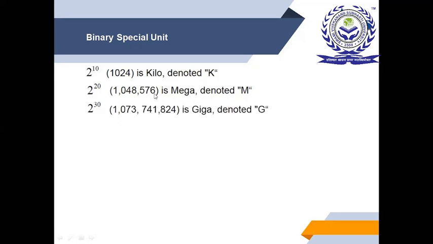Now binary special units. When we say 1K, it equals 2 raised to the power 10, that is 1024. Mega, when you talk about storage, megabyte, MB, is 2 raised to the power 20, that is equivalent to 1048576. That is the value of mega. Then giga is 2 to the power 30, that is 1073741824, denoted by capital G. Tera: nowadays the memory of your computer hard drive is in terabytes, TB. So 1T is 2 to the power 40.